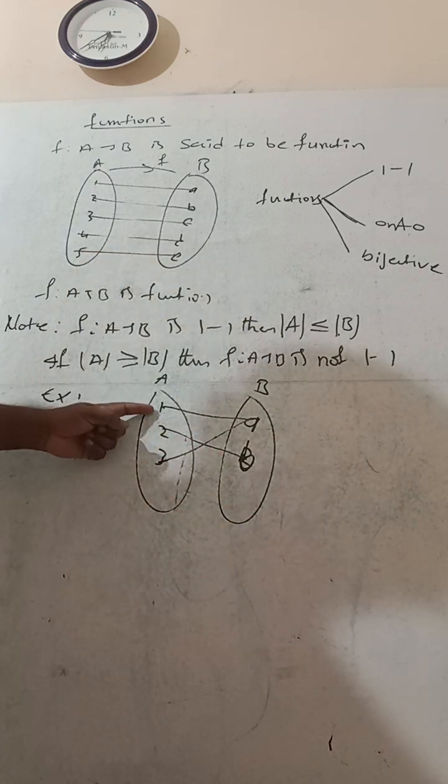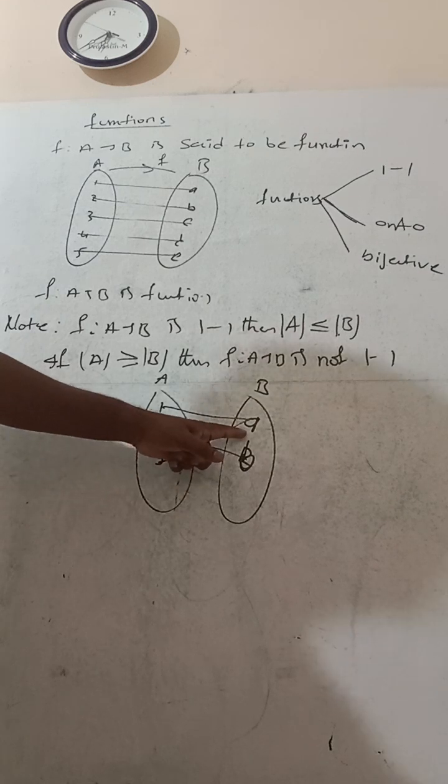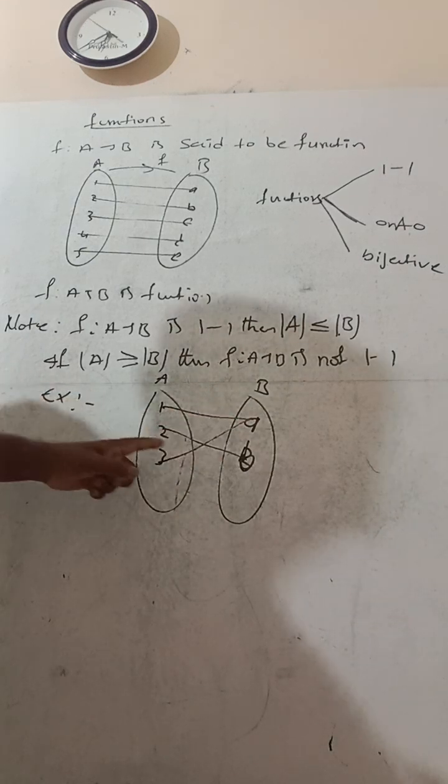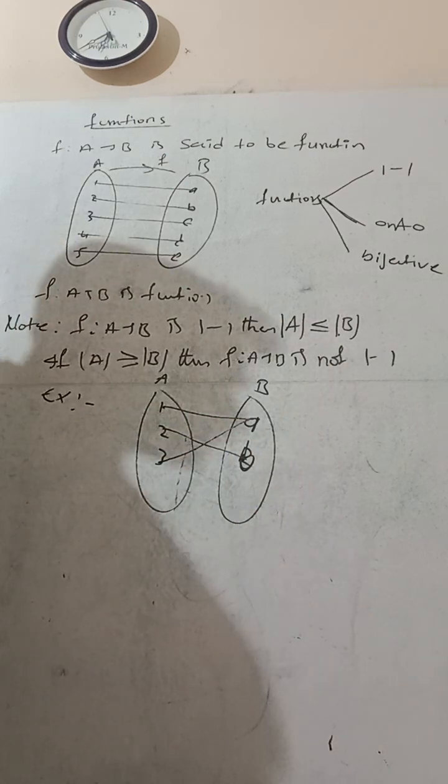Why? Because every element 1, 2, 3 has an image. Is the image unique? 1 goes to a, 2 goes to b, 3 goes to a. So this is a function.